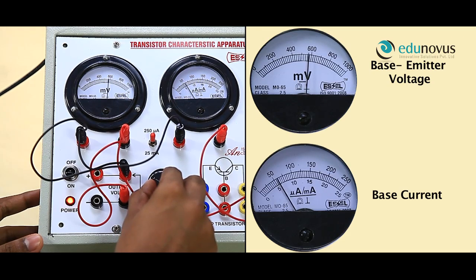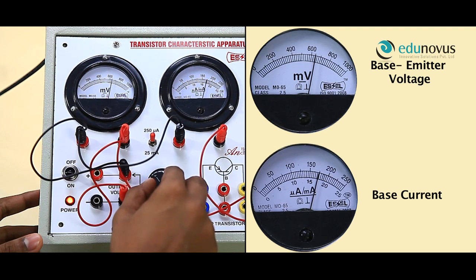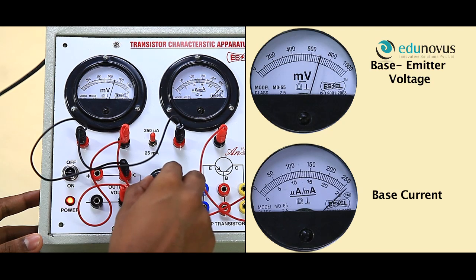For 580 millivolts, the base current is 75 microamperes. Like this, let's take for 640 millivolts, we find that the base current is 175 microamperes. And we see that if we increase the base emitter voltage further, the base current goes out of scale. So we have got sufficient readings to plot a good graph.